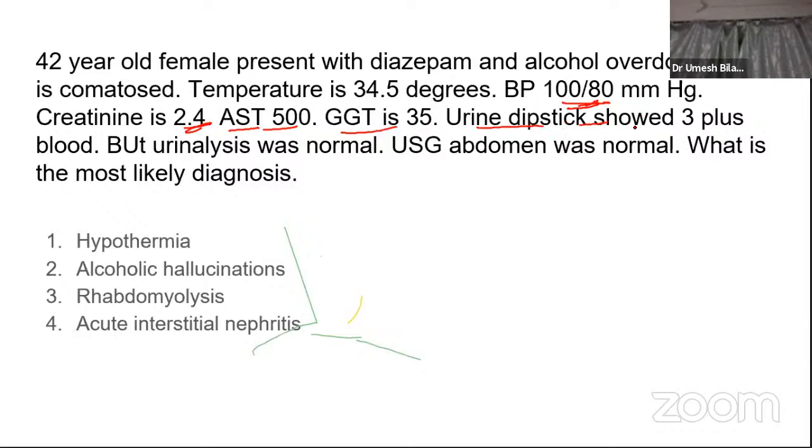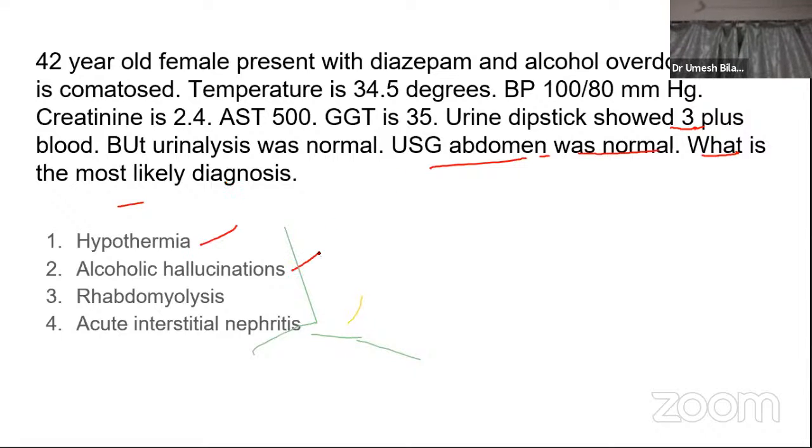Urine dipstick test showed 3 plus blood, but otherwise the urine analysis is normal. That means there are no casts, nothing, it is normal. USG abdomen is also normal. What is the most likely diagnosis?